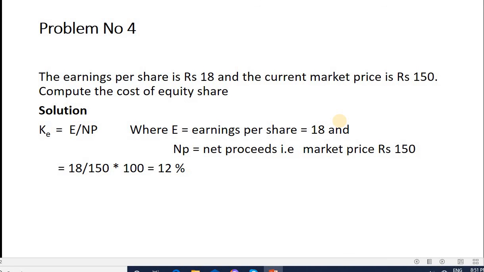Problem number 4. The earning per share is 18. This is the earning price approach. Earning per share is 18 and the current market price is 150. Compute the cost of equity share. The formula is K is equal to E by NP, where E is earning per share and NP is net proceeds. They have given market price, so we need to take market price here. 18 divided by 150 into 100 is 12%.